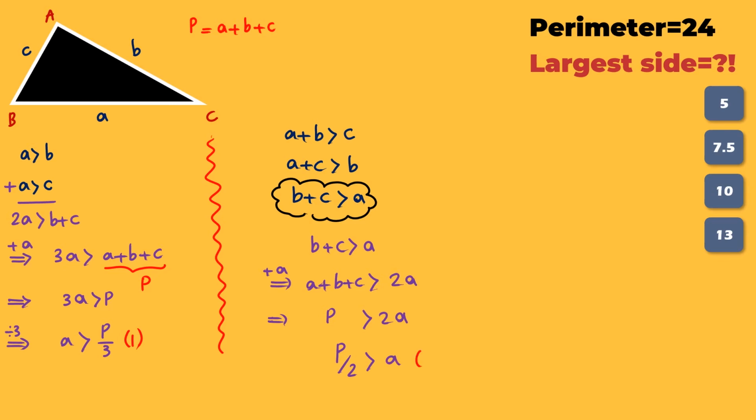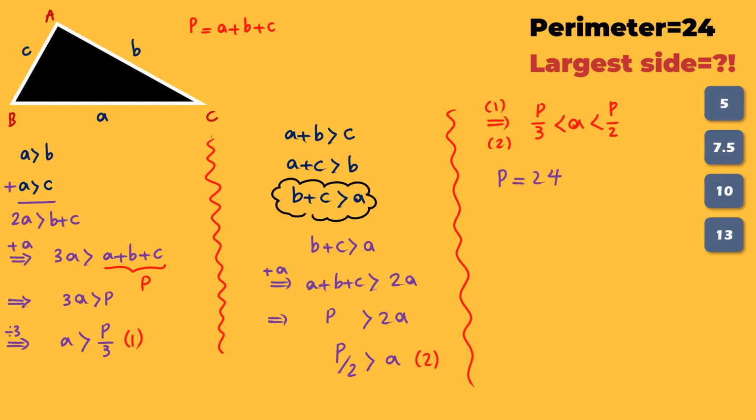Let's call this inequality number 2. Now, we can put both of these inequalities, inequality number 1 and inequality number 2, together. If we do that, we get A, the largest side, is greater than P over 3 and is less than P over 2. So we have found this property. The largest side of a scalene triangle is always between its perimeter divided by 3 and its perimeter divided by 2. Now, in our problem, the perimeter, P, is 24.